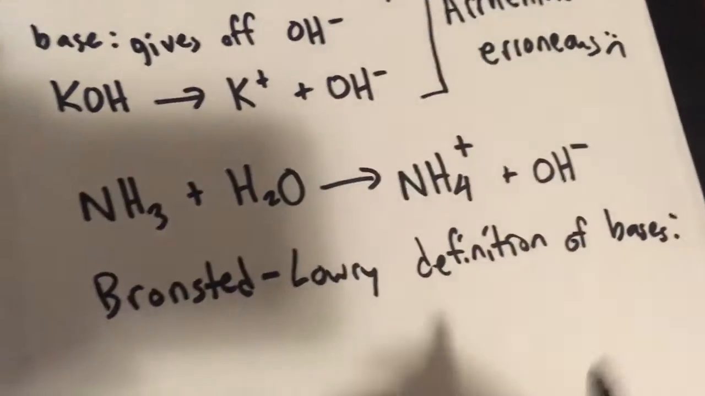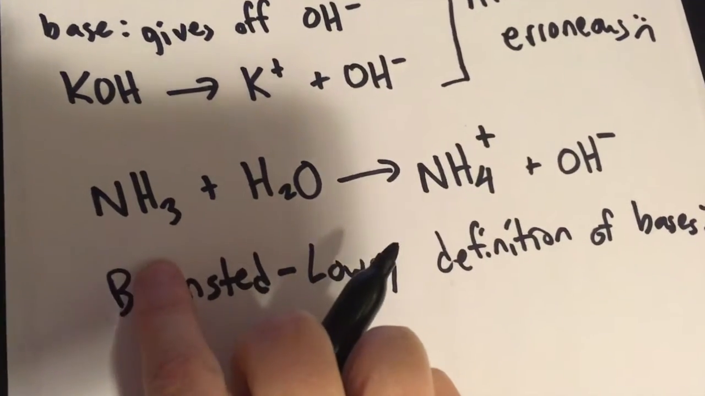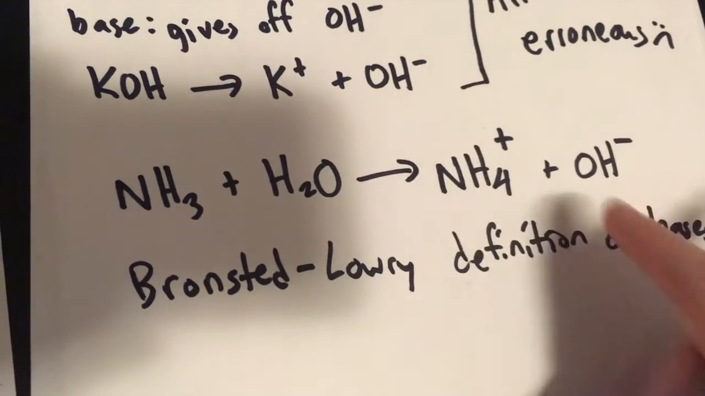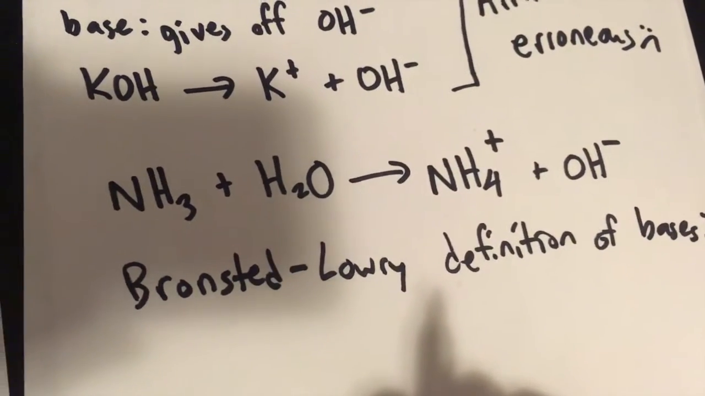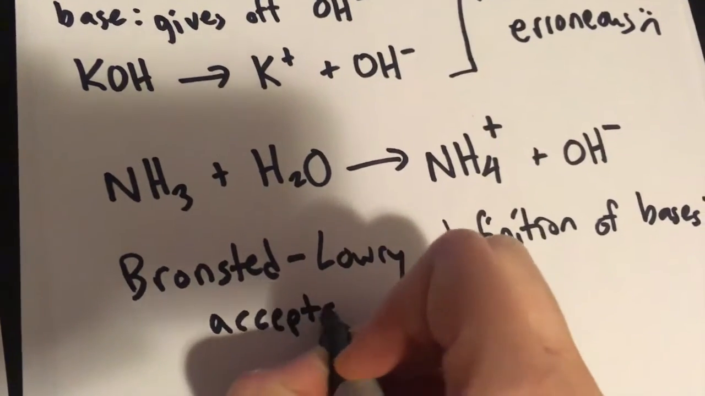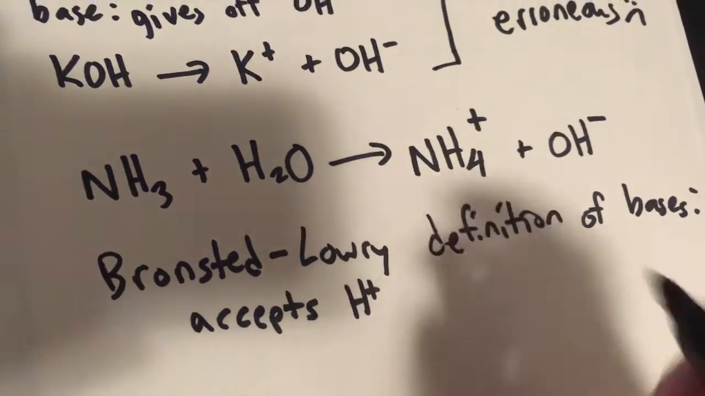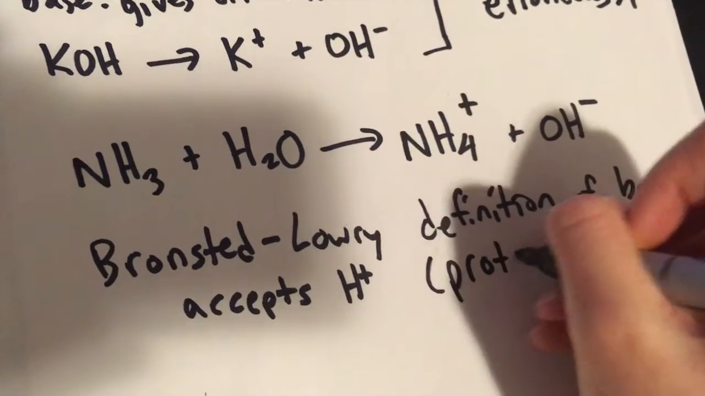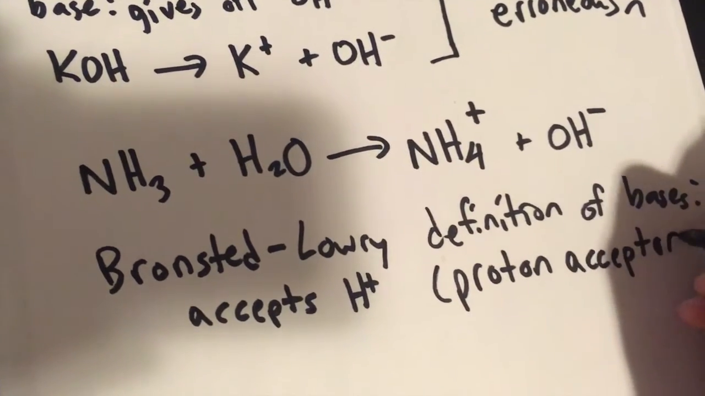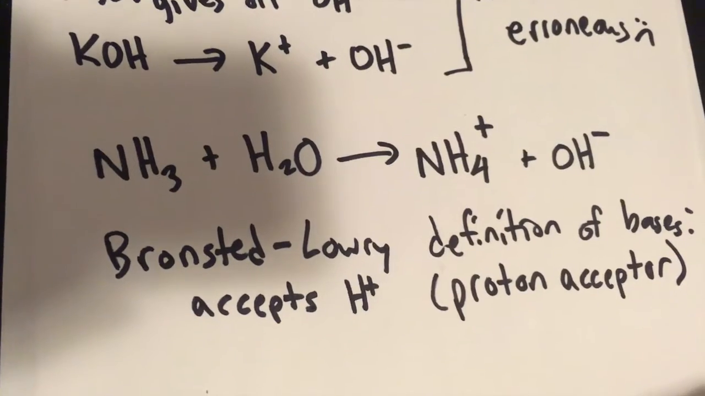They said, okay, well, a base could be anything like NH3, right? NH3 doesn't have OH minus in its formula, but it's a base because it grabs hydrogen off of water, leaving behind OH minus. So a base is anything that accepts H plus. Or another way to say that is since H plus is really just a proton, they often will refer to bases as proton acceptors. And so a base is anything that accepts a proton, right?